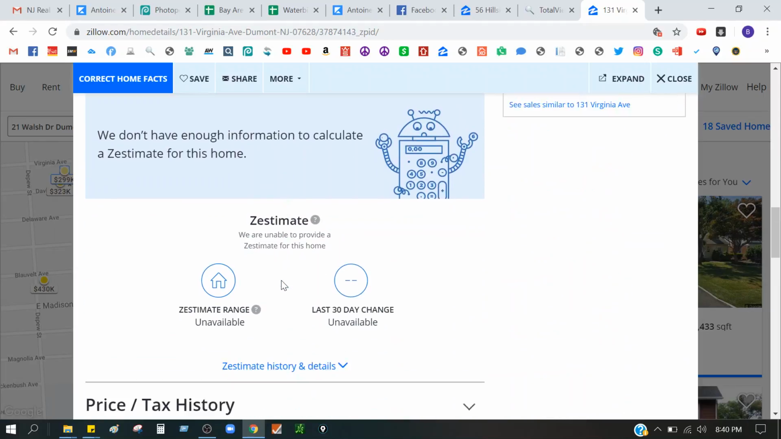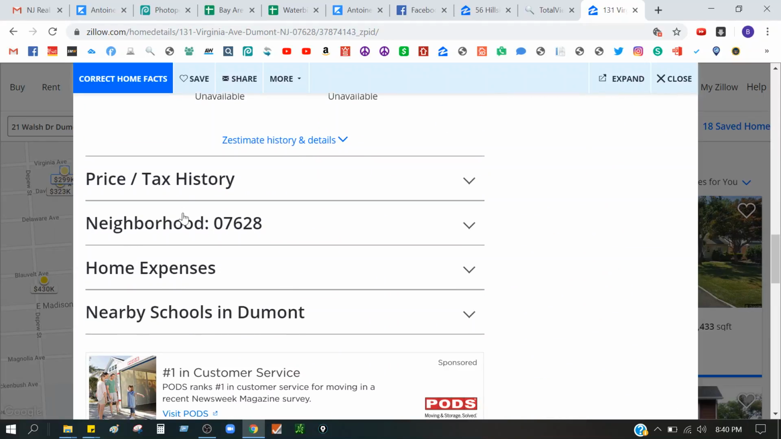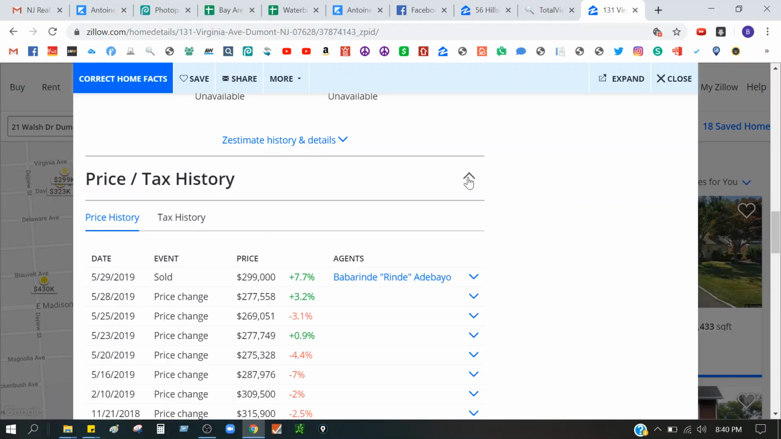So basically, whoever bought this property, let's look at something real quick here. Price and tax history. So yeah, that's definitely a wholesale deal. So this realtor may have some cash buyers. So you might want to call this realtor up and ask him, hey, I have a property in this neighborhood. It's going for this price. Would you be interested in purchasing it?